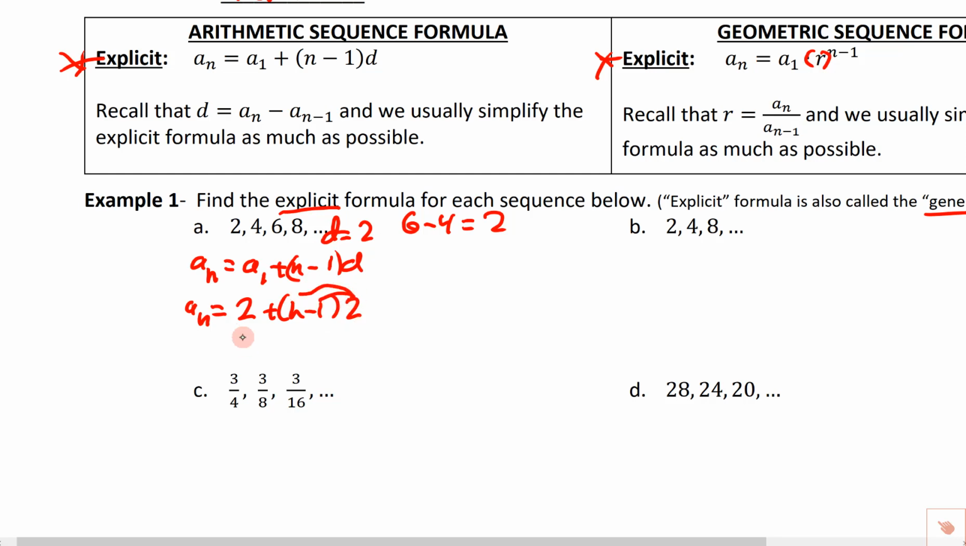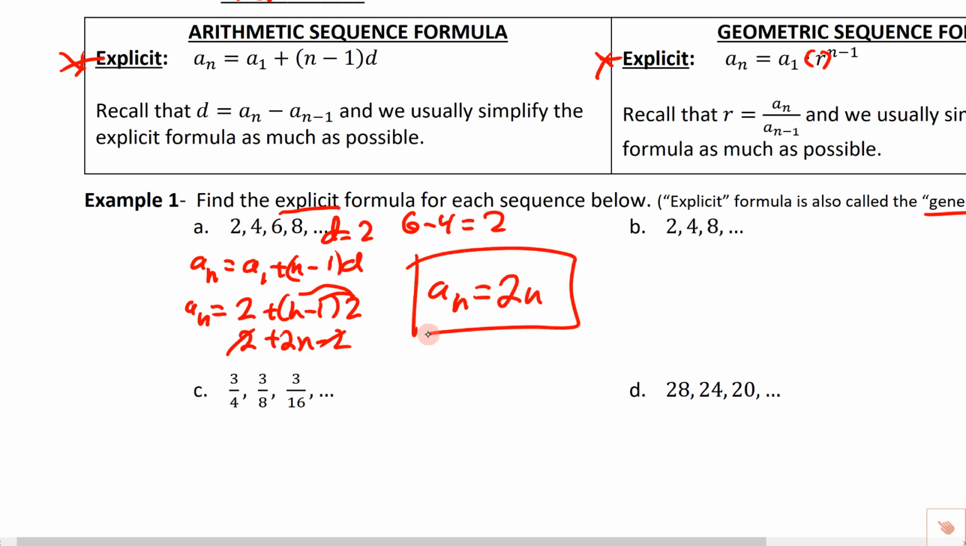So I'm going to distribute through, and I get 2 plus 2n minus 2. I can cancel the two of those. So that means the nth term formula, the general formula, the explicit formula is just this, 2n. Put a box around that and I'm done.